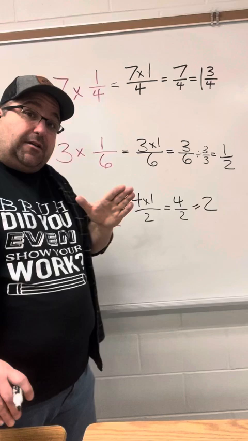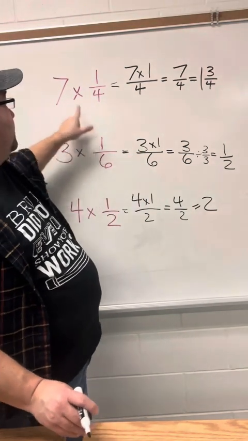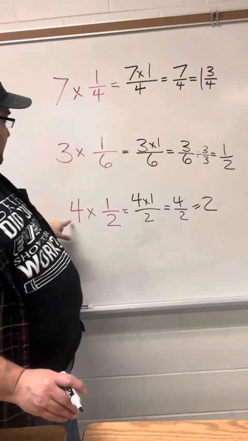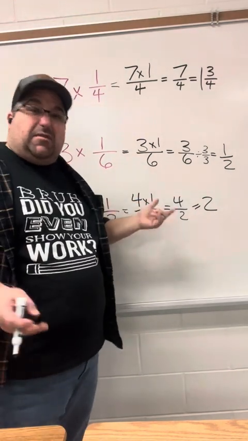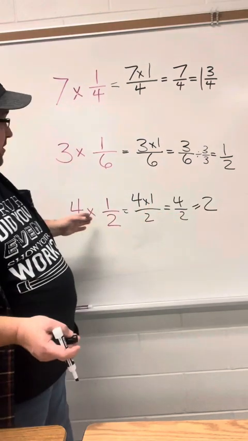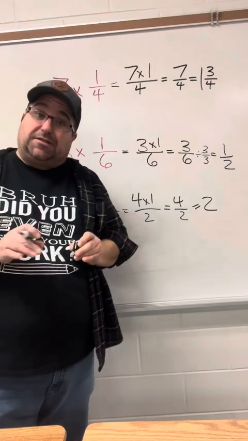So right now, because I'm introducing it, I'm showing the step here. 3 times 1, 3 times 1, 4 times 1. I'm showing this step. Now eventually, maybe you feel like you don't need to show that step because you can really kind of jump to the 4 over 2 real quick. But I want to make sure you guys understand what we're doing.